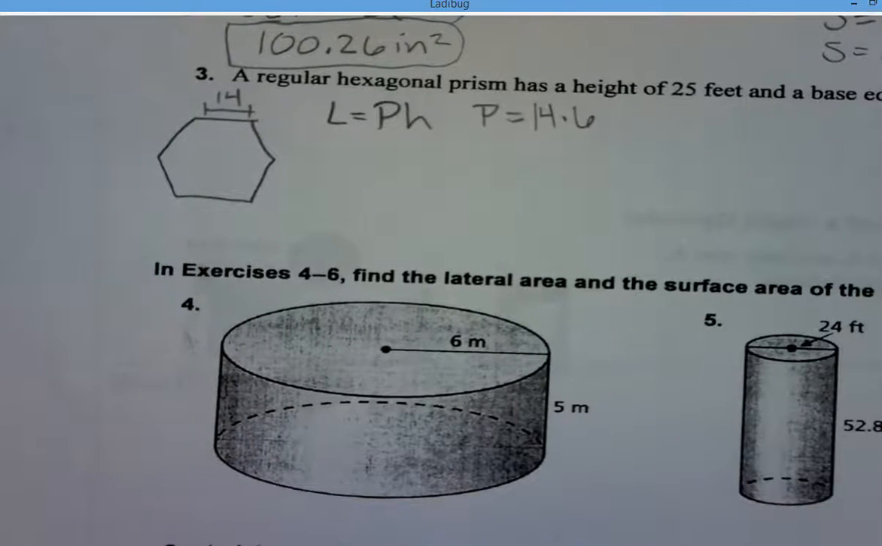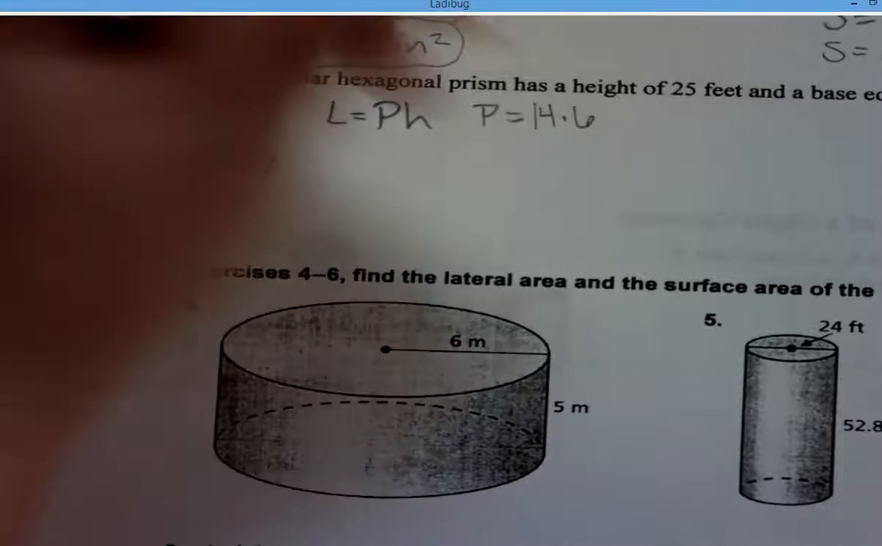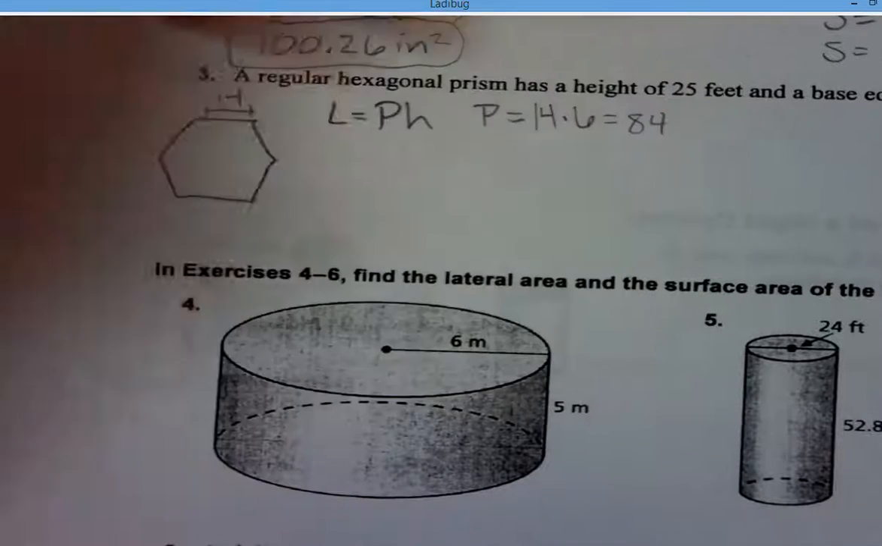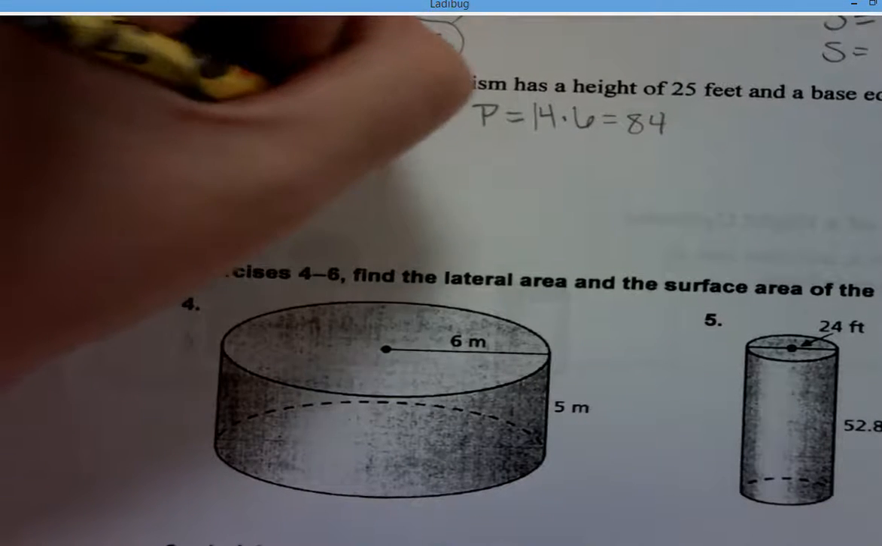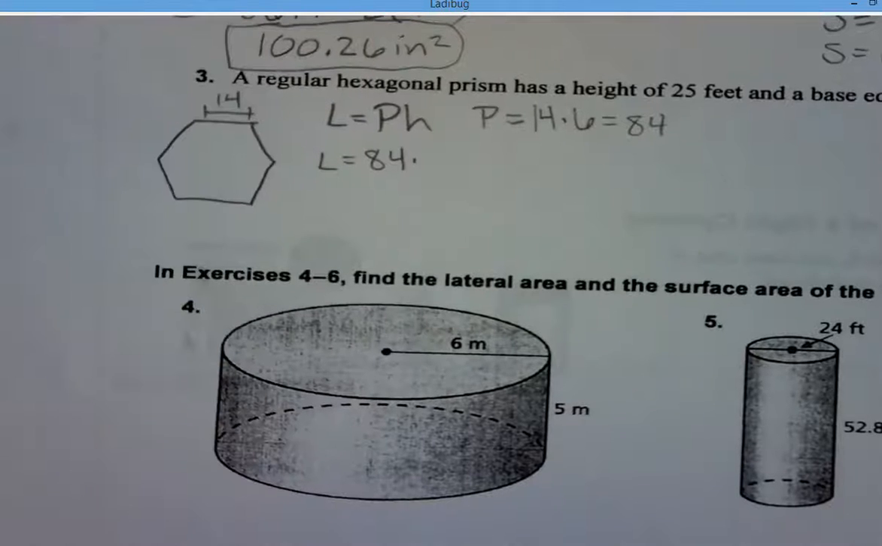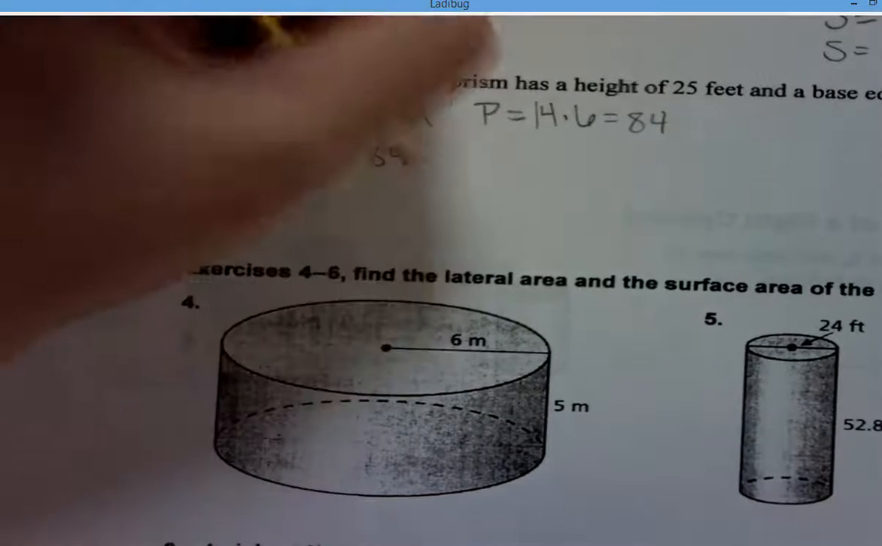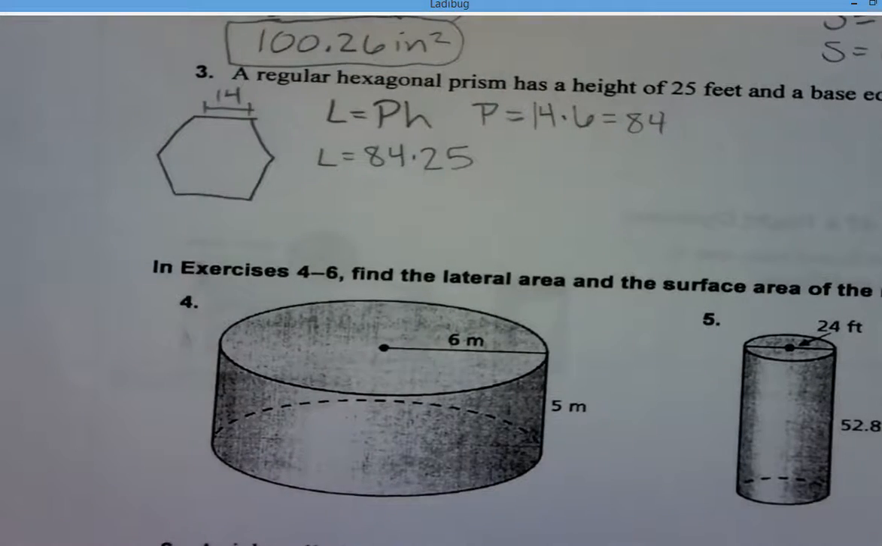So our capital P is 84, and then our height, it gives us that in the problem. Prism has a height of 25 feet.